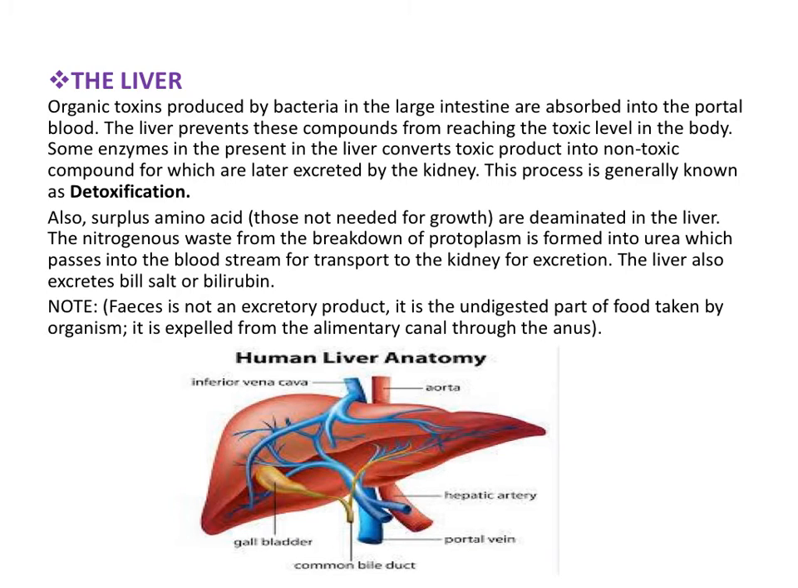Note: feces is not an excretory product. It is the undigested part of food taken by an organism, and it is expelled from the alimentary canal through the anus. So feces is not a waste product of metabolism. It is just an undigested part of the food taken by an organism. So this is the liver, and it is the largest gland in the human body.